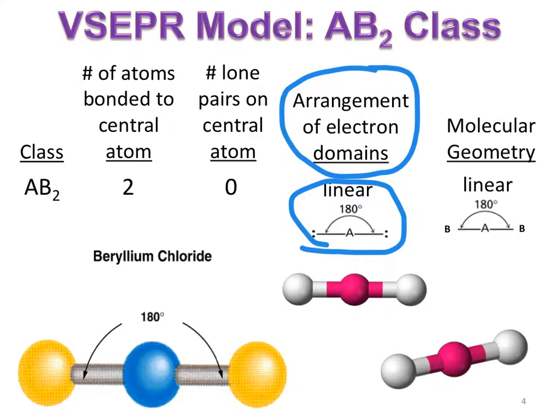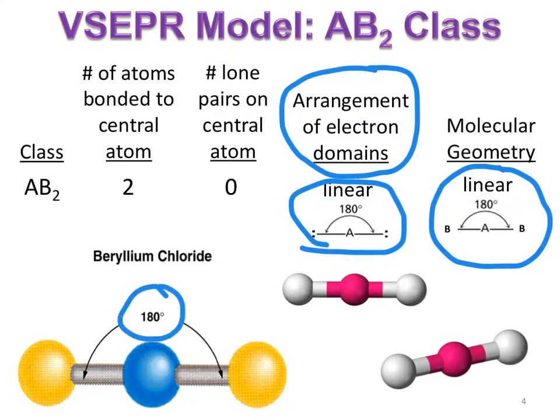The molecular geometry in any class that does not have lone pairs is the same as the arrangement of the electron domains, or the electron domain geometry. So the molecular geometry here is also linear. Our model compound is beryllium chloride, and again, just to note here, the 180 degree bond angle.